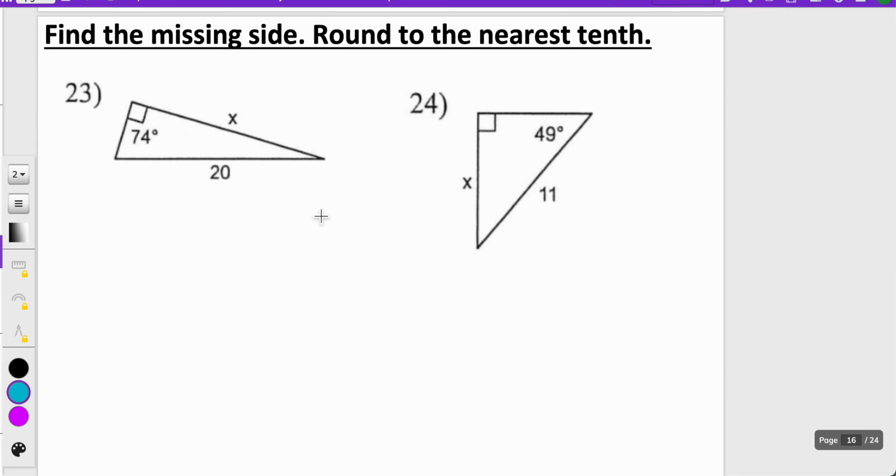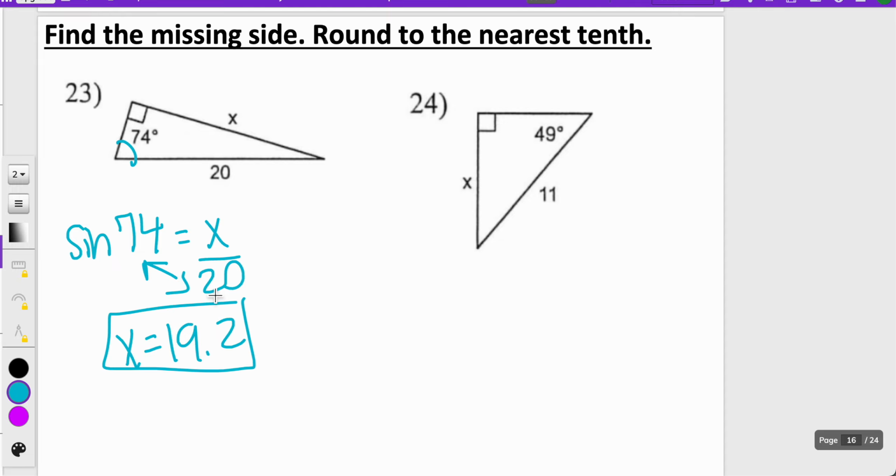Okay. Next up, we're going to be able to use the sine ratios, cosines, or tangent ratios. So in this case, I'm given this is 74 degrees. I'm having opposite over hypotenuse, which is your sine. So we can use sine of 74 degrees is equal to x over 20. I'm essentially just multiplying 20 and sine of 74. I'm going to get x is about 19.2.